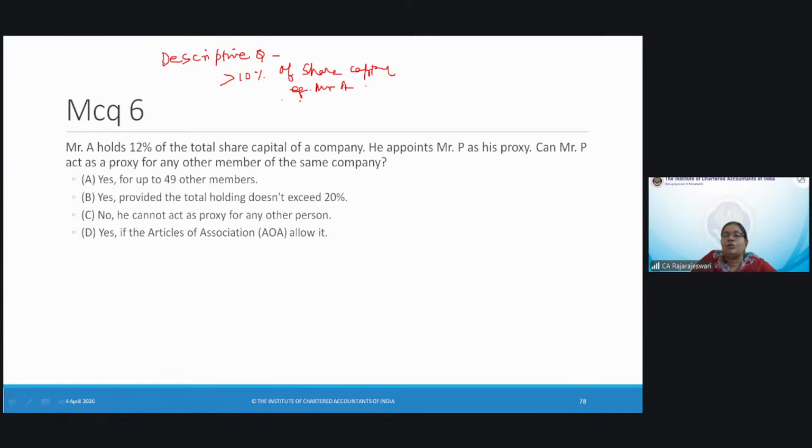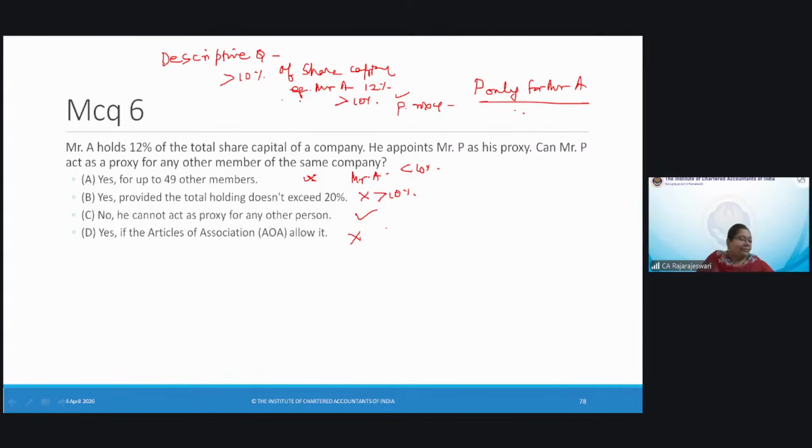For example, if Mr. A holds, in this case, 12%, that is more than the 10% criterion, that limit. So he has fulfilled it. He has appointed Mr. P as a proxy. So Mr. P can act as a proxy only for Mr. A and not for any other person. So this is wrong, because more than 10% is the criterion. This holds good for other companies. Suppose Mr. A's holding is lesser than 10%, then this will hold good. Now, for this case, he holds 12%, so this will not be allowed. This is not applicable. Articles, that is also not allowed. There is no such concept. P cannot act as a proxy for any person other than Mr. A.